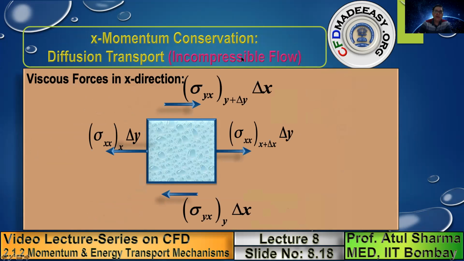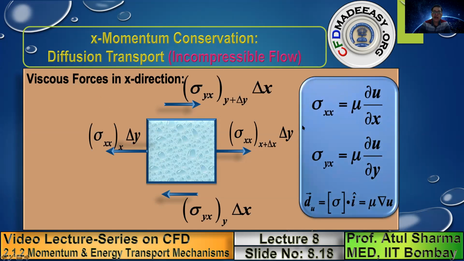For an incompressible flow, if you are considering the x momentum conservation law, then the diffusion transport is presented here as viscous forces in the x direction. The viscous stresses, although the general expression in terms of velocity gradients from fluid kinematics, are sigma xx equals 2 mu del u by del x, and sigma yx equals mu del u by del y plus del v by del x.